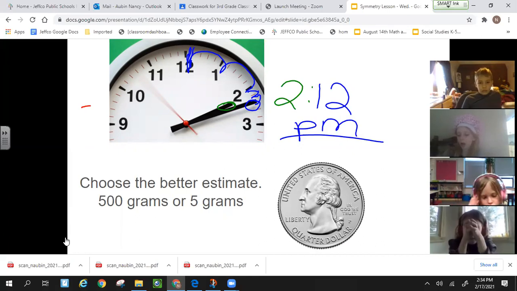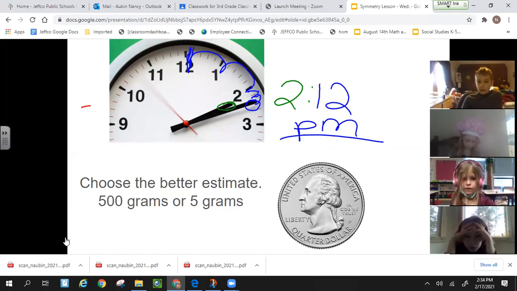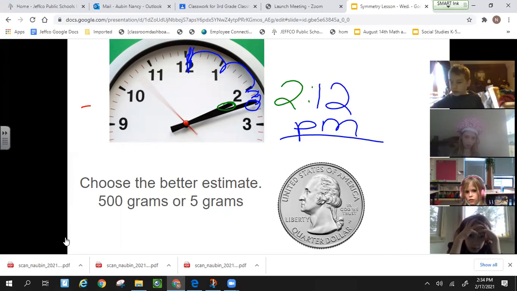All right, choose the better estimate. 500 grams or 5 grams. Let me show you our benchmarks. So actually, this is the benchmark. This is a gram. The weight of a quarter, and that looks like a really big quarter. Think of one in your pocket. Would it be a better estimate to be 500 of these or 5 of these? Hold up your answer. So here's your benchmark, remote learners.